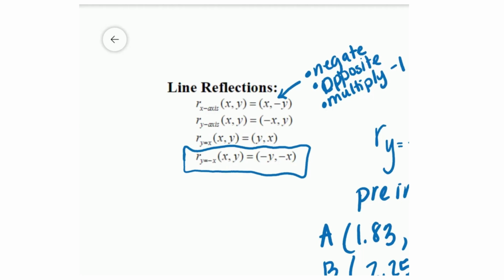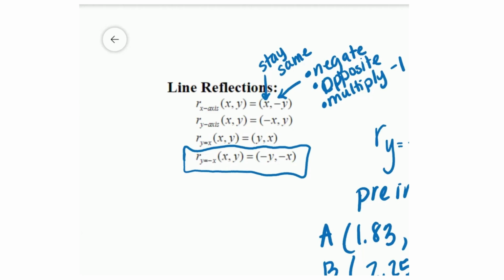Now, if you notice there's nothing on the x, so that means we do nothing to the x. It stays the same. You're going to be tempted to make it positive, and that's not what it means. It means it stays the same.